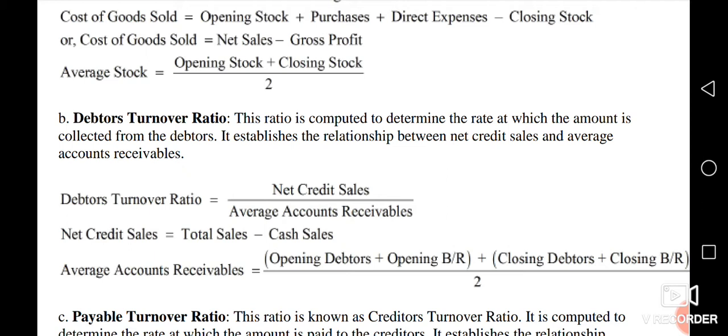Net credit sales equals total sales minus cash sales, and average account receivable equals opening debtors plus closing debtors, or opening bills receivable plus closing bills receivable, divided by 2.